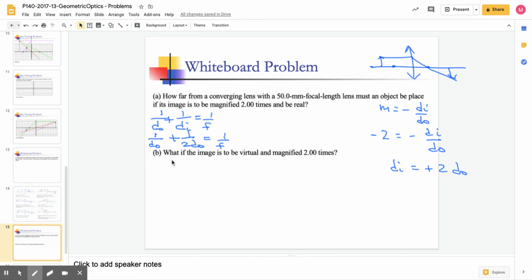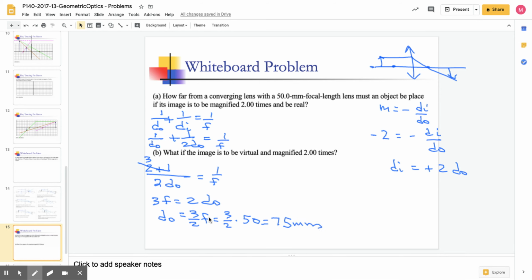Okay, so now I'm just going to keep going here. I need a common denominator, so I'm going to use 2d0. In order to make this fraction have a denominator of 2d0, I need to multiply both the top and bottom by 2. So that's 2 there, plus 1 is equal to 1 over f. I can just flip this. This becomes 3. Now I can cross multiply. So I have 3f is equal to 2d0, and d0 is 3 halves f. When I plug that in, I have 3 halves times 50, which is 150 over 2, or 75 millimeters. So that's my d0.